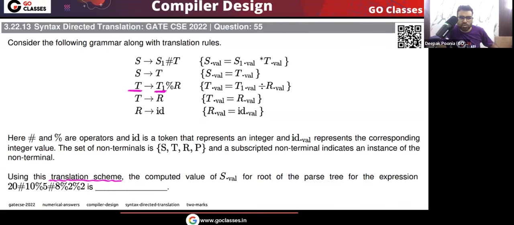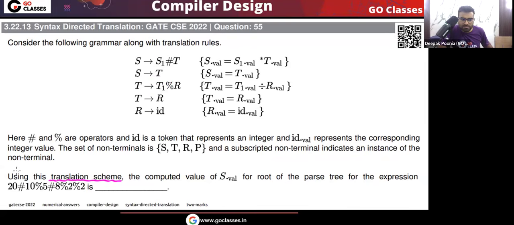Why? What is the reason? So that we can differentiate which T you are talking about, the left T or the right T. Okay, so to differentiate which T I am talking about in this production, that is the reason we are going to use this subscript. So this subscripted non-terminal indicates an instance of that non-terminal. The non-terminal is same. This is also T, this is also T. But just to differentiate between these two T, we are using this subscripted non-terminal.